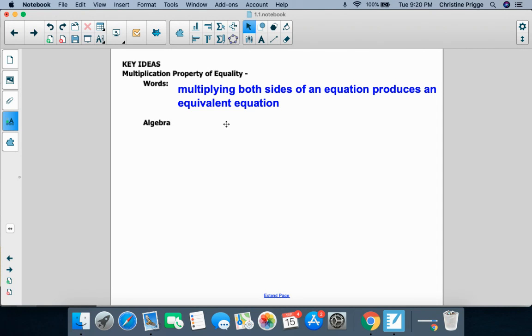So what does the algebra look like for that? The algebra for this says that if A and B are equal, and they would be if there's an equal sign in the middle, then A times another number, C, is equal to B times that same number, C.